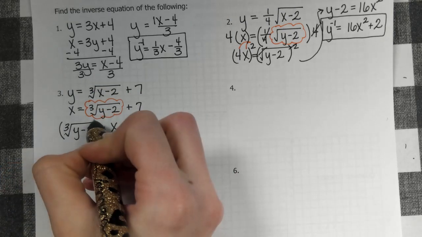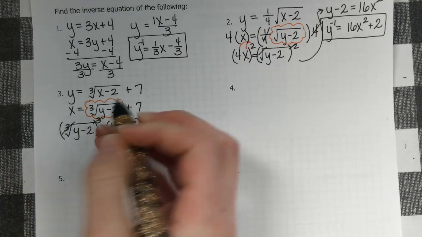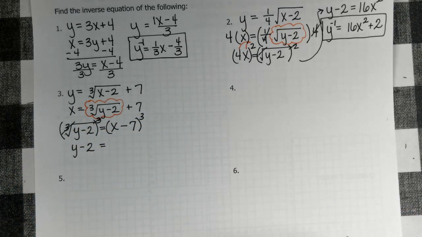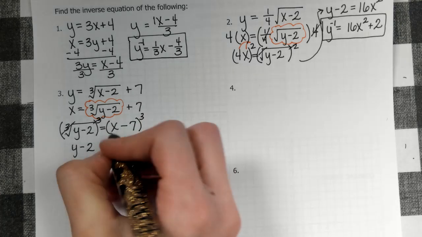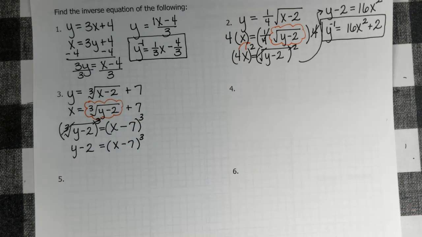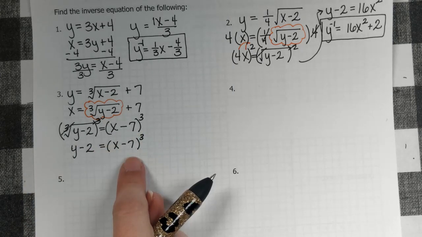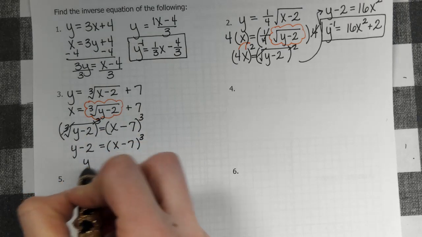I need to cube both sides to get rid of that radical. So that leaves me with y minus 2, because that cancels. Now, when you have this x minus 7 cubed, you can leave it. All I'm going to be doing is adding a 2 at the end, so you can leave this x minus 7 cubed. You do not have to write that 3 times and keep multiplying and FOILing and all of that. I'm okay if you leave it just like this. Then, all you have to do is add your 2.